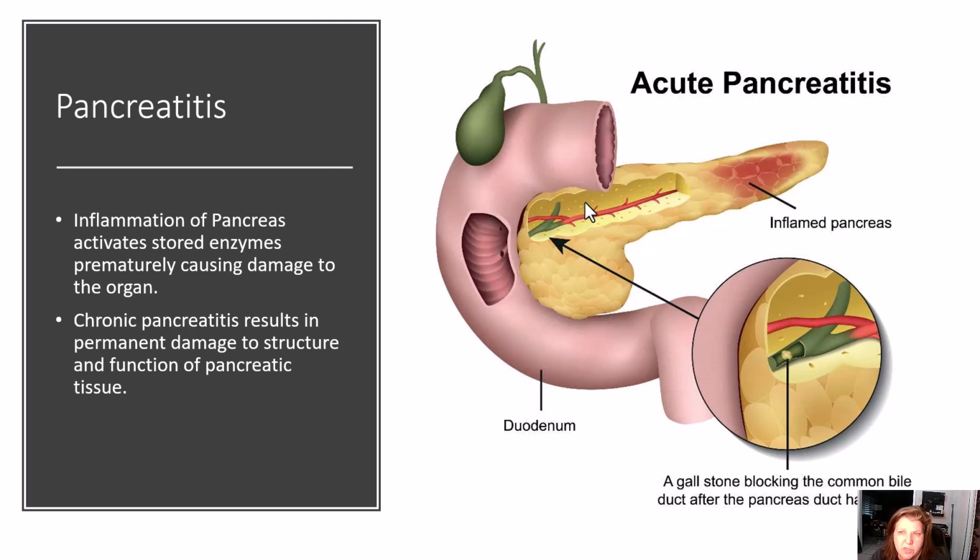So as it enters into the small intestine, it triggers the pancreas to activate these enzymes, and then it's going to send them into the pancreatic duct so they can go to the small intestine, where they would digest your carbs, fats, and proteins.